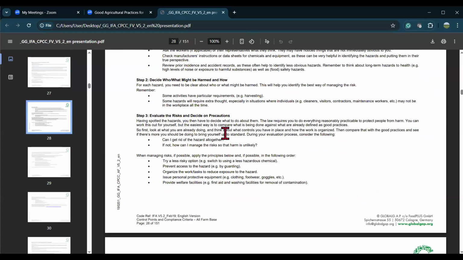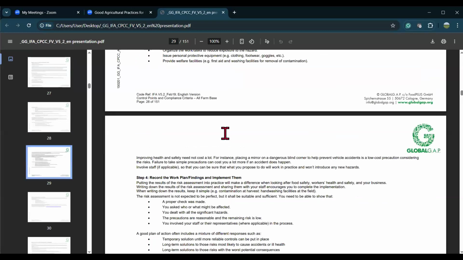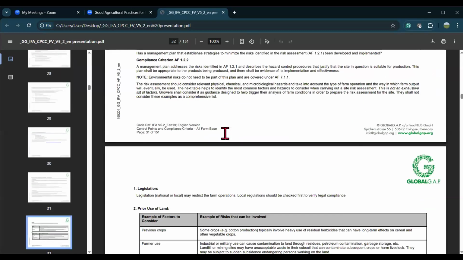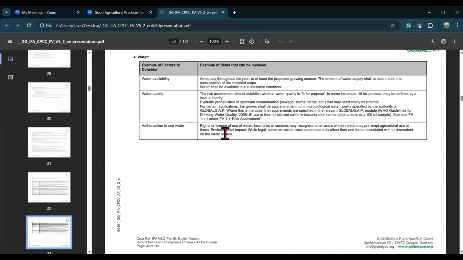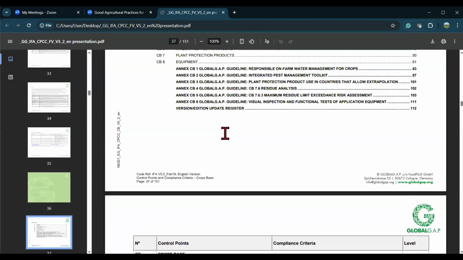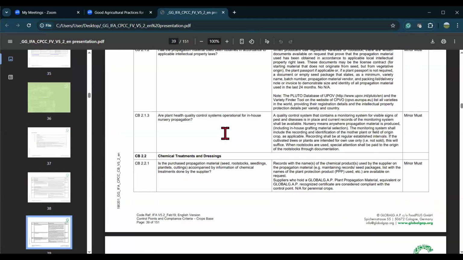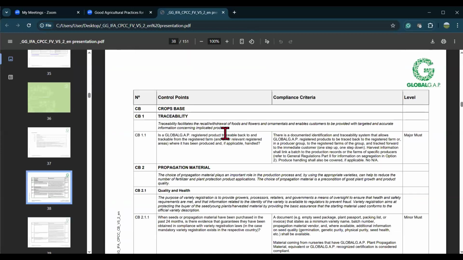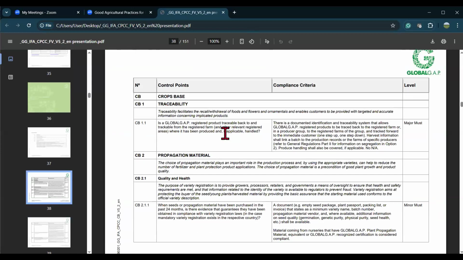That's a foundation for traceability. So aside from this, you want to know the kind of crop, the kind of seed, and the kind of production material that you're using.